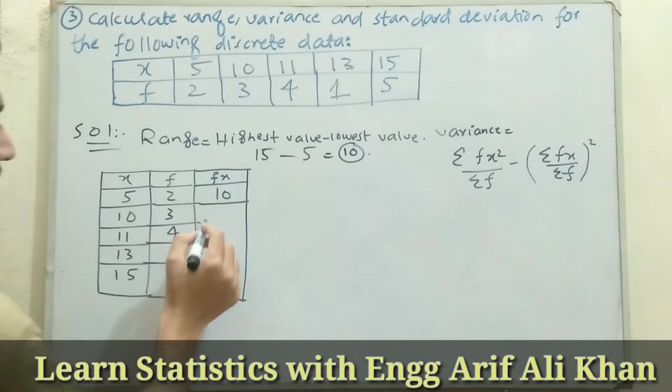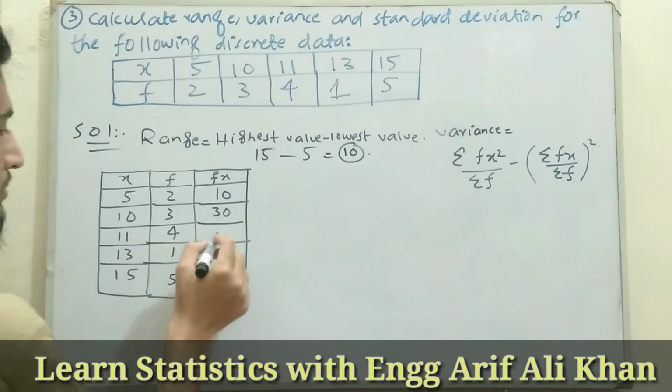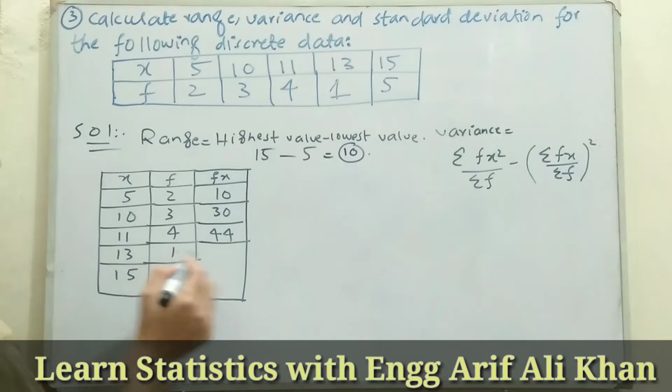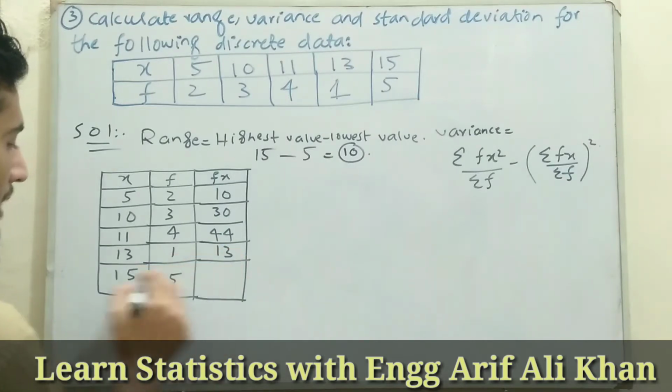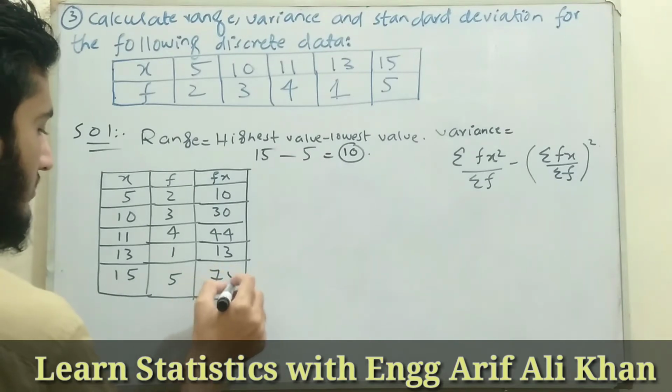After this 10 multiply 3 gives us 30. After this 11 multiply 4 gives us 44. And after this 13 multiply 1 gives us 13. After this 15 multiply 5, it gives us 75.